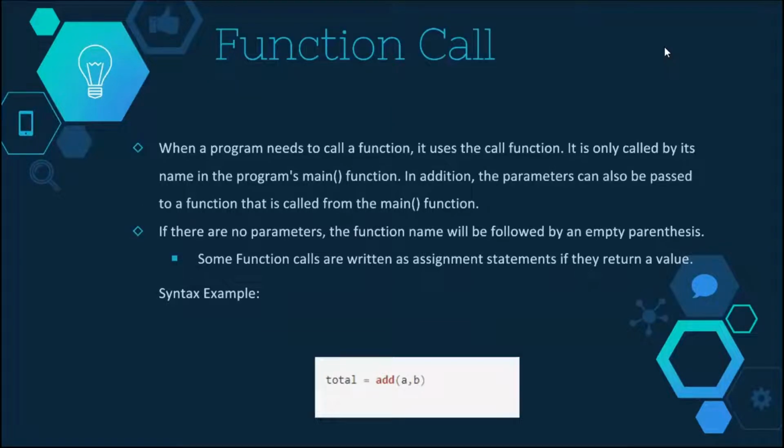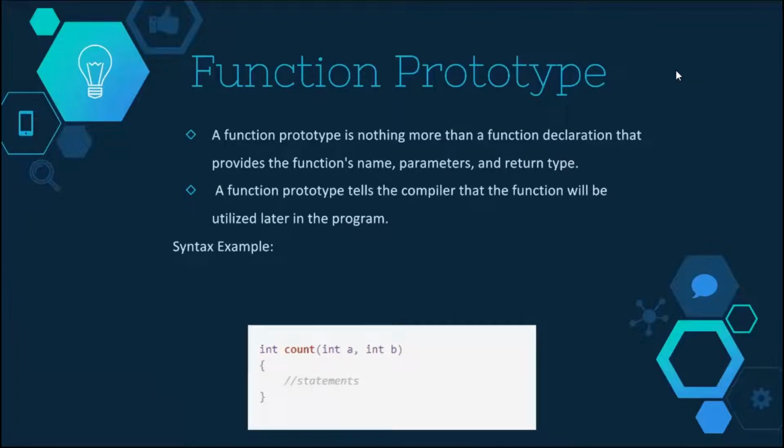The second one is function call. It's when a program needs to call a function. It's only called by its name in the program's function. In addition, parameters can also be passed to a function that's called from the main function. If there are no parameters, the function name will be followed by an empty parenthesis. Some function calls are written as a statement if they have a return value, as in the syntax example below.